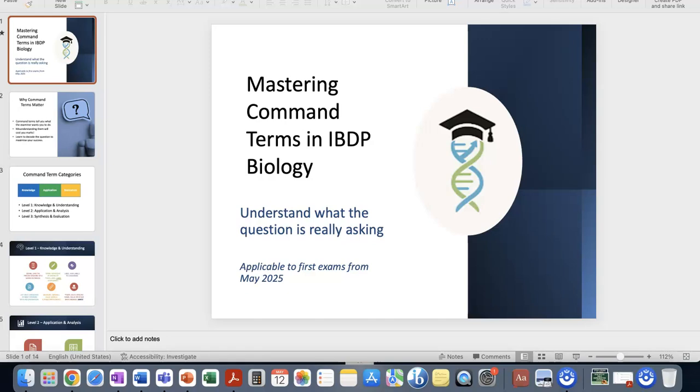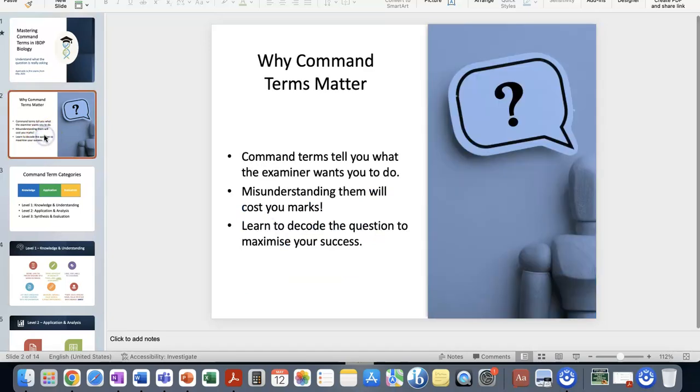What are the top 5 missed opportunities in these database questions of paper 2? Now first of all, this is the unfamiliar database questions. So the context you may not have come across before. That's fine, you're applying your skills to think as a scientist. So let's have a quick look at some command terms.